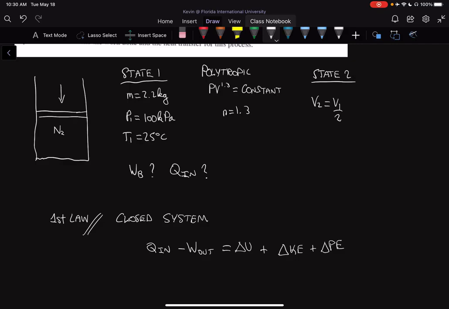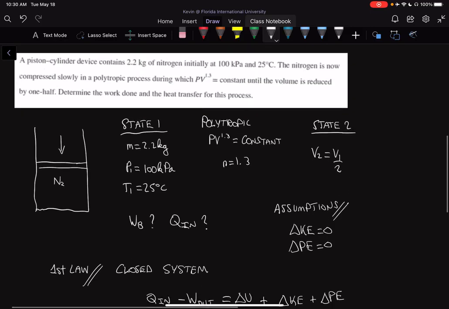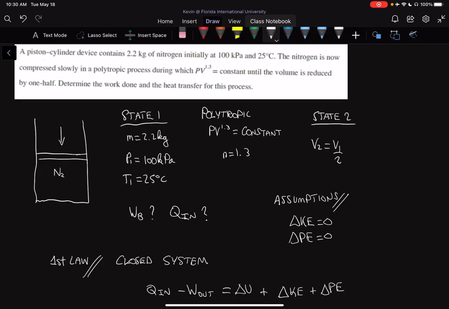Some of the assumptions we can make in this problem are the following. We're not given any information on kinetic energy, therefore we're going to say that the change in kinetic energy is equal to 0. And the change in potential energy is also equal to 0 because we don't have any information. Some of the other assumptions we're going to make is that we know we have nitrogen and we don't have tables for nitrogen really. So we're going to assume that we have an ideal gas.